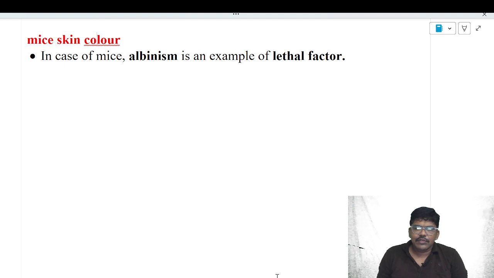Lethal genes are divided into two types, recessive lethality and dominant lethality. The first example for recessive lethality is mice skin color.